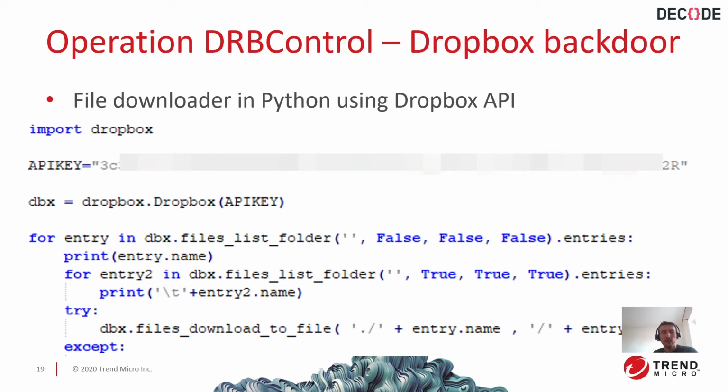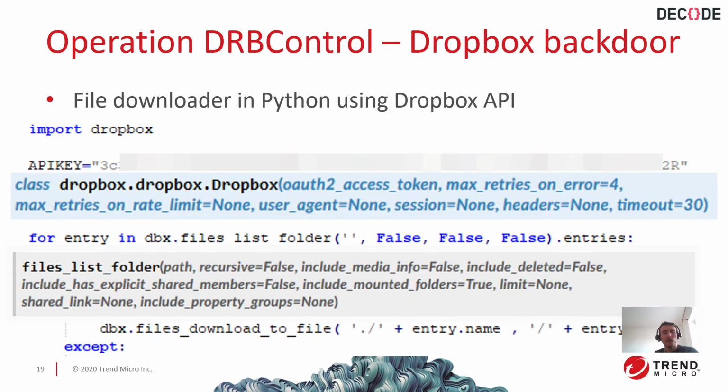So if we are researching this threat actor and we have the API key, we can read the documentation and we can, for example, see that there is a function called files_list_folder, and it lists folders in a given directory. So we can write our own scripts for collecting some information.